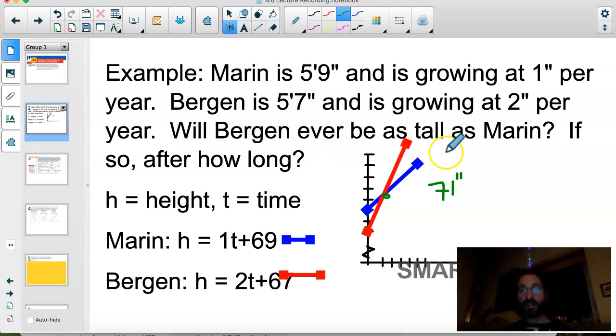So will Bergen ever be as tall as Marin? Yes. If so, after 2 years. How tall? 71 inches. If this continues, by the time in 2 years from now when Bergen's a junior, he's going to be taller than Marin.